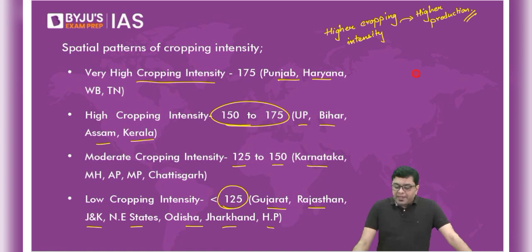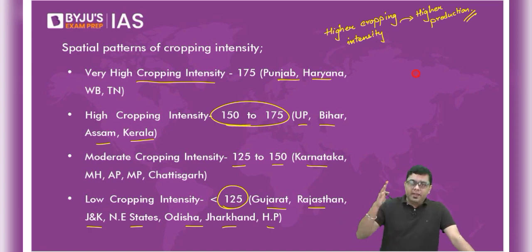Gokul, cropping intensity is basically how many times you bring an area under cultivation. So that is what is expressed by gross cropped area by net sown area. Gross cropped area is the total area cultivated. So if you grow rice in the Kharif season and then in the Rabi season you grow wheat, the total area will be almost double. Whereas the net sown area is the area of the farmland. So you divide it and you get the cropping intensity.